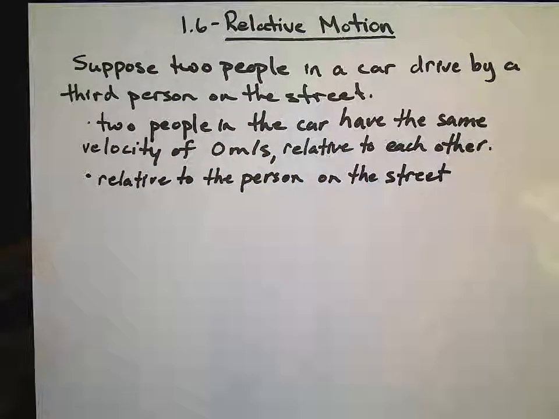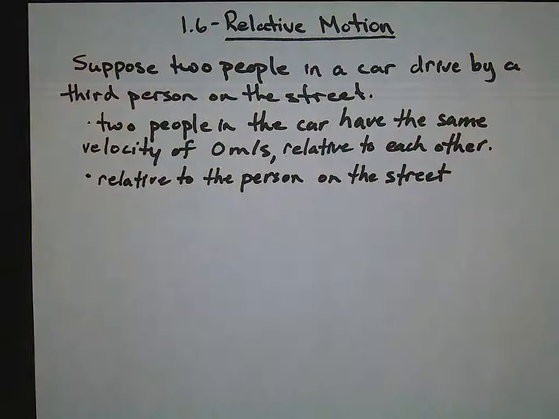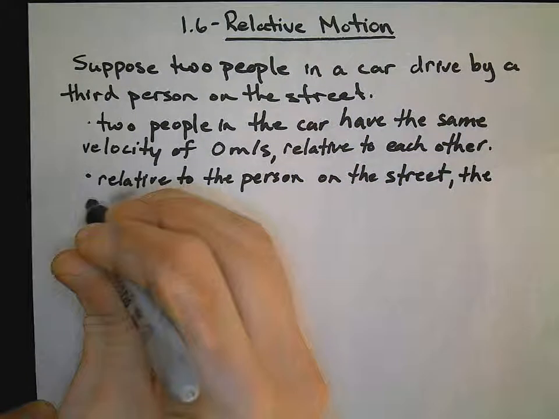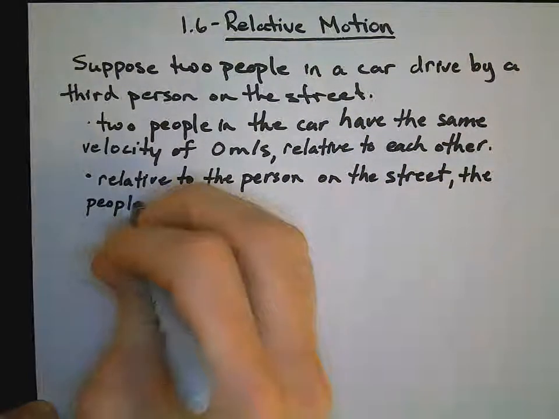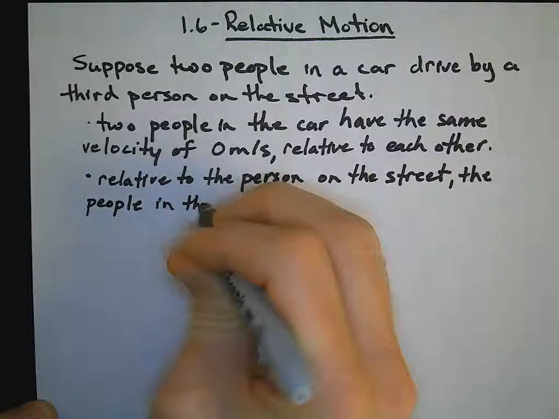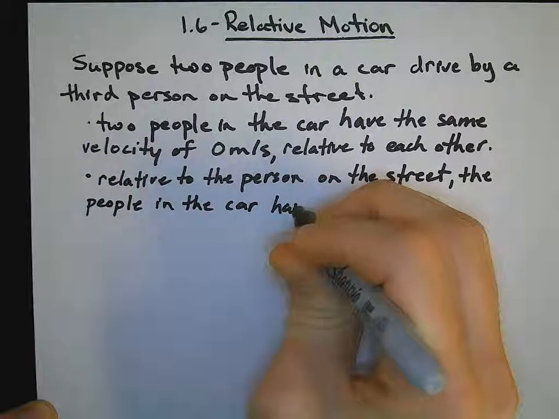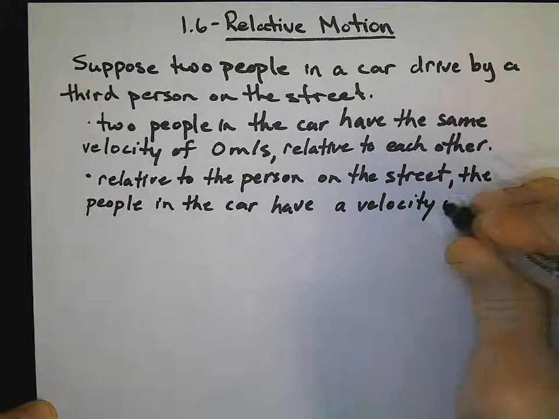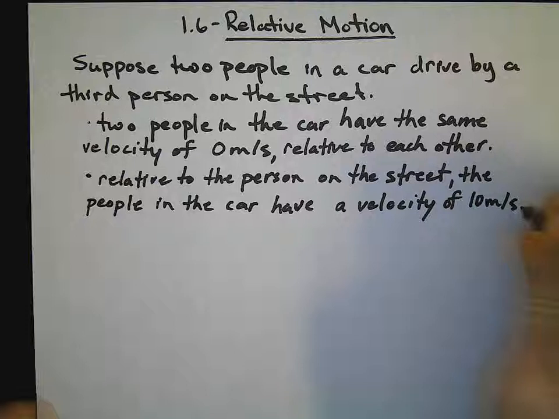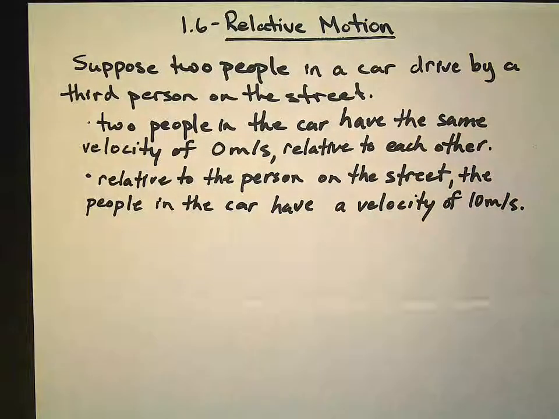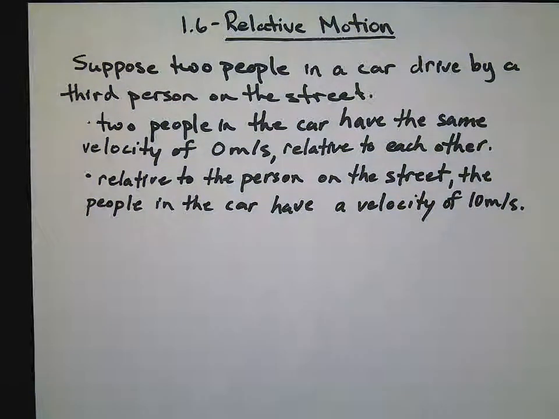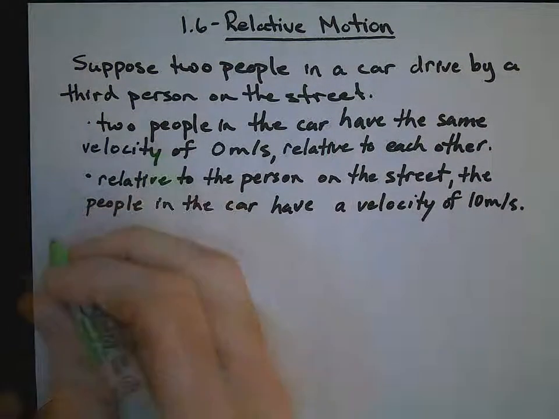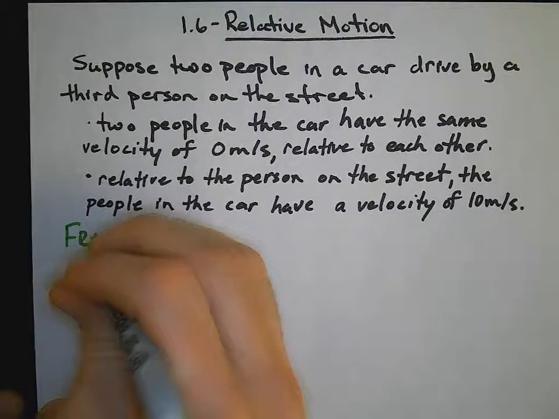If we're going to describe the velocity relative to the person on the street, we can say that the people in the car have a velocity of 10 meters per second. And why can we describe it like this? We can describe it like this because we're looking at different frames of reference.